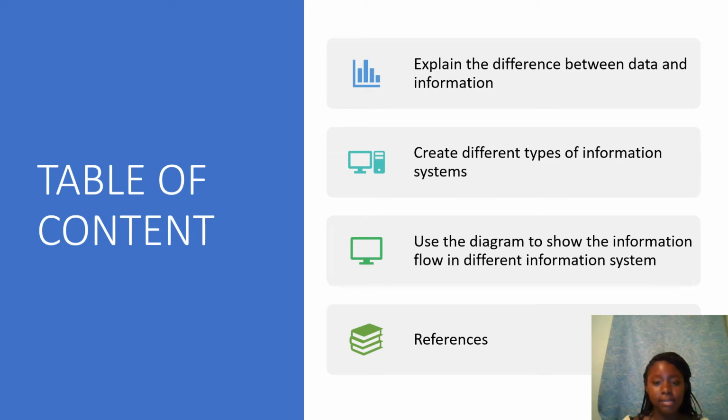Table of contents. Question 1: Explain the difference between data and information. Question 2: Create different types of information system. Question 3: Use the diagram to show the information flow in different information systems. And finally, the references.